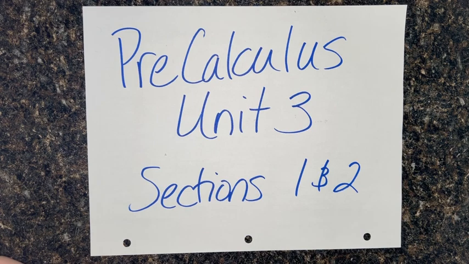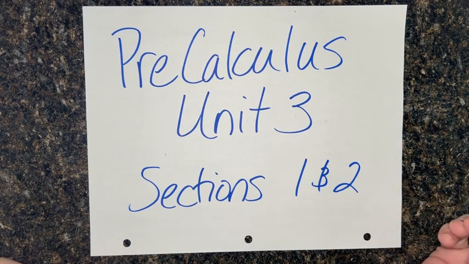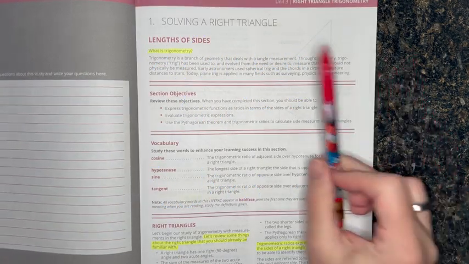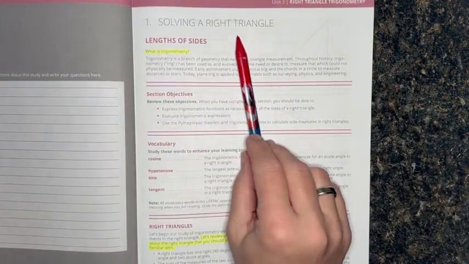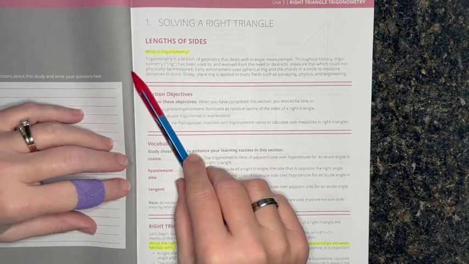Today we're going to be going through Pre-Calculus, Unit 3, Sections 1 and 2. Section 1 begins on page 5, and it's titled Solving a Right Triangle. And we are going to begin with the lengths of the sides, okay?